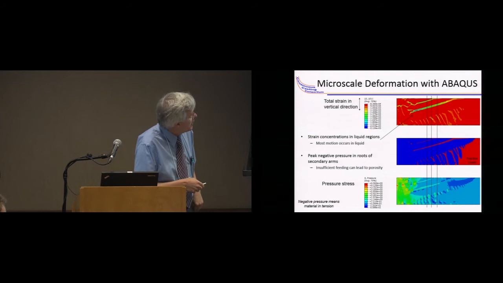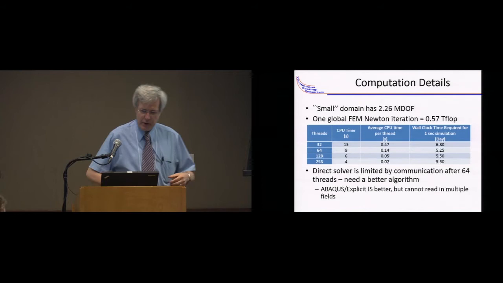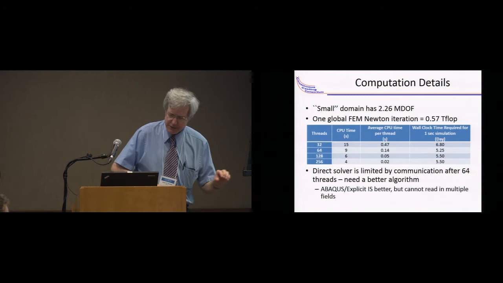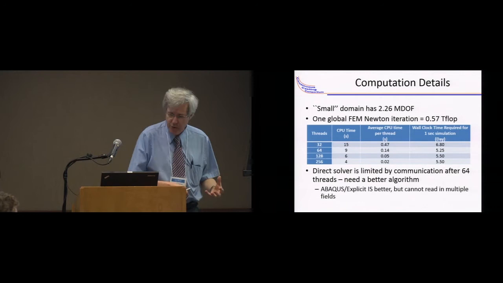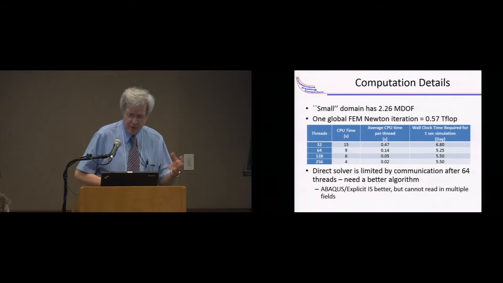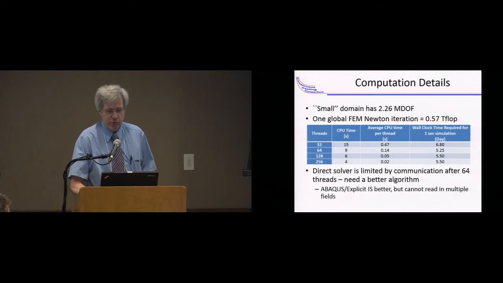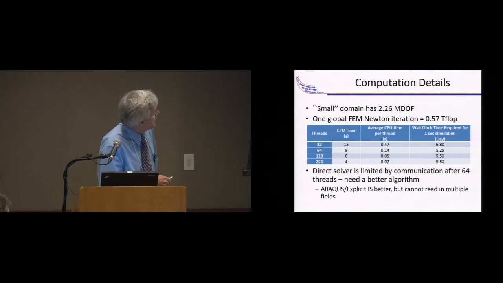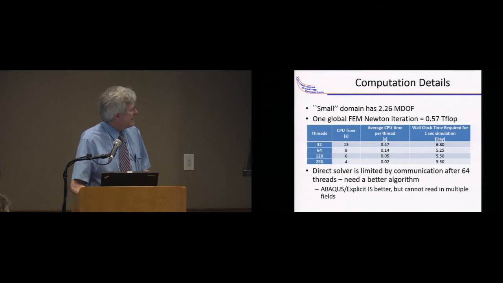Unfortunately, our computational experience with this was not very good because Abaqus implicit does not parallelize very well. And the explicit code that we wanted to use cannot read in the multiple phase fields. So our speed-ups are really not very impressive. So we're going to have to solve that problem before we can go further with Blue Waters on that project. But it still shows that it's a fairly large problem. I mean, we could get 2 million degrees of freedom, and we have quite a bit of work to do with that.